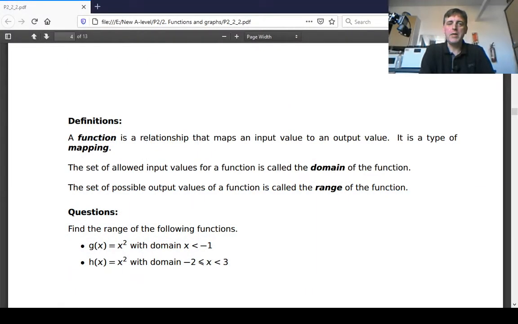So let's see if you can have a go at some questions here. I've got some other functions here. They still all have the same rule, just the x squared function, but with different domains, so different sets of input numbers. Can you pause the video and see if you can work out the range of these two functions I've put on the screen here?